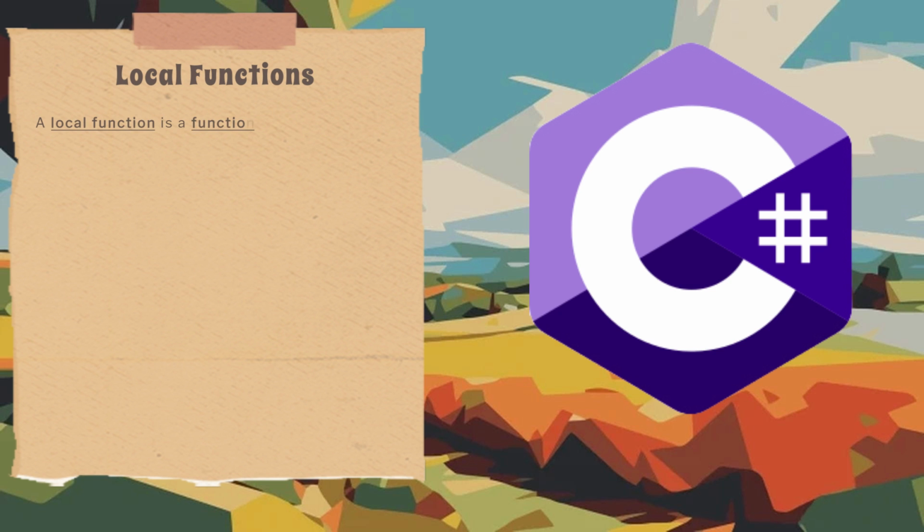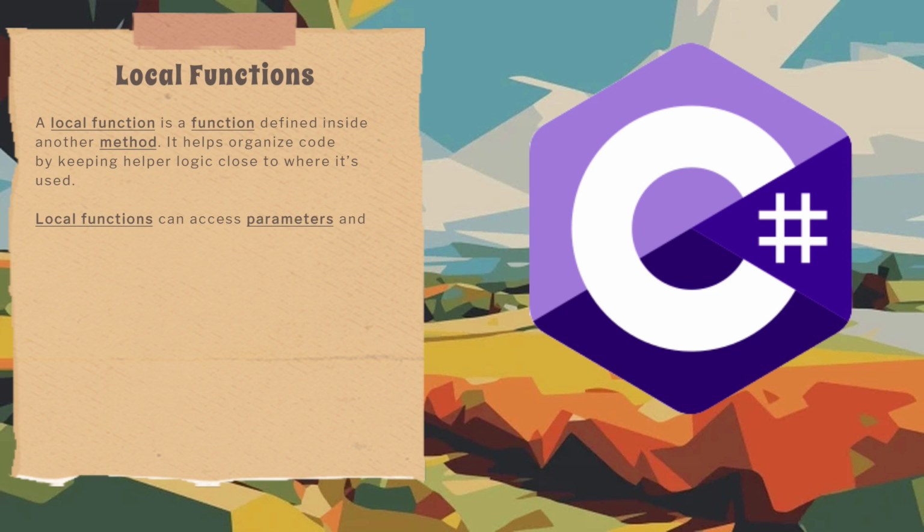A local function is a function defined inside another method. It helps organize code by keeping helper logic close to where it's used. Local functions can access parameters and local variables of the containing method. Local functions can have their own parameters and return types.